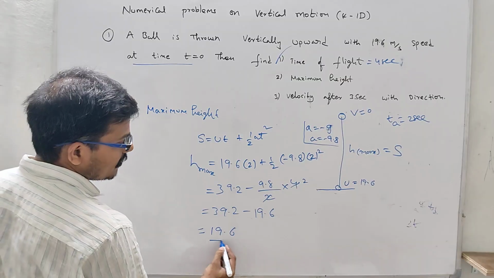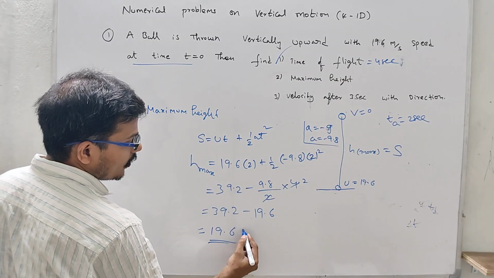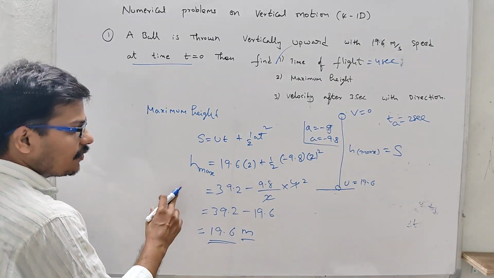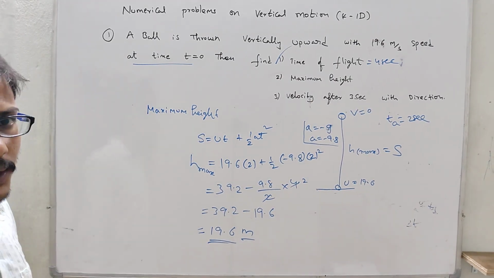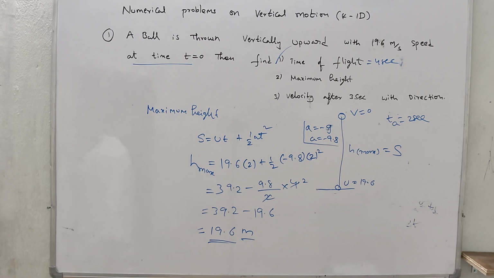19.6. So this is the maximum height reached by the body, in meters. Units of height is nothing but meters. This is the maximum height attained by the body. Note it.